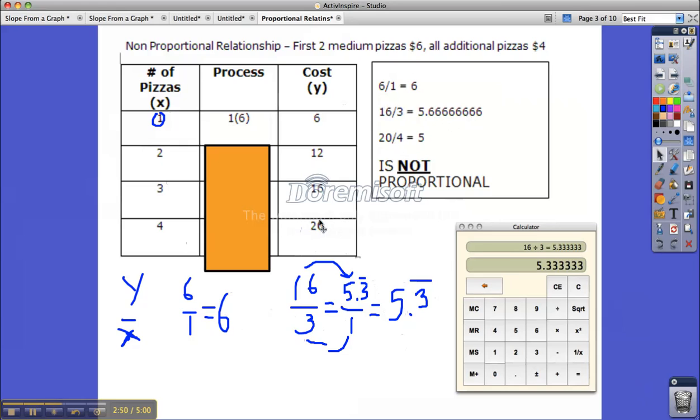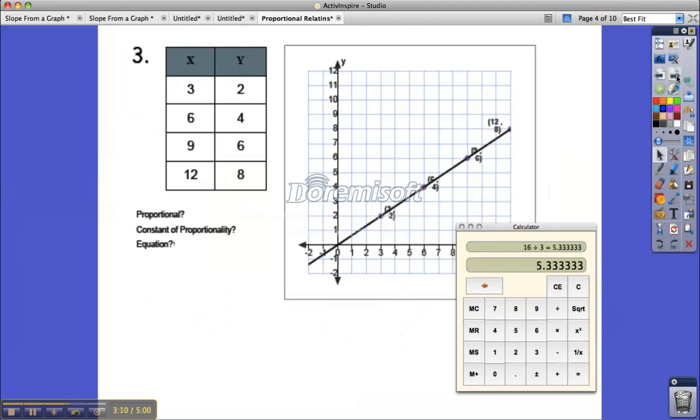And then 20 over 4, if we went on and checked this one, this y over this x would have been 5. So these aren't the same. They don't have the same constant of proportionality. So these aren't equivalent. And if we look at the process, we really can't even have an equation here. We have 1 times 6 and then 2 times 6, but then we start doing plus 1 times 4. This is not a proportional relationship.